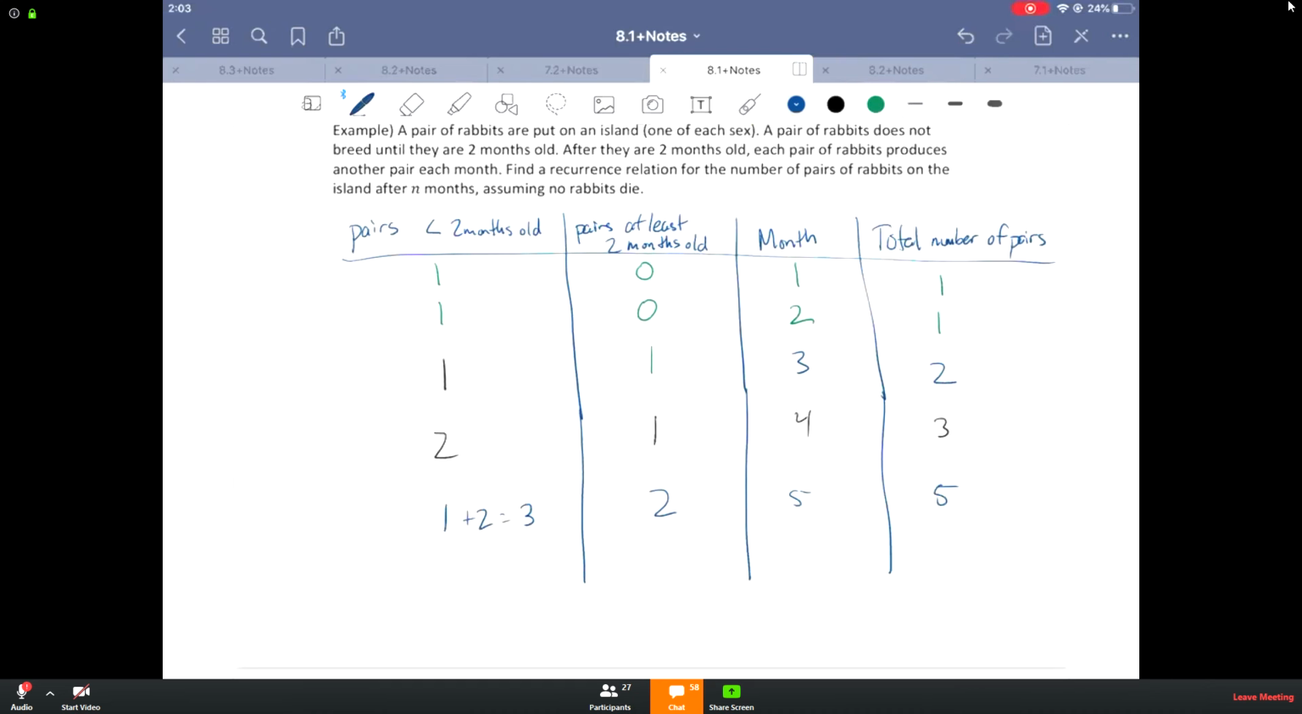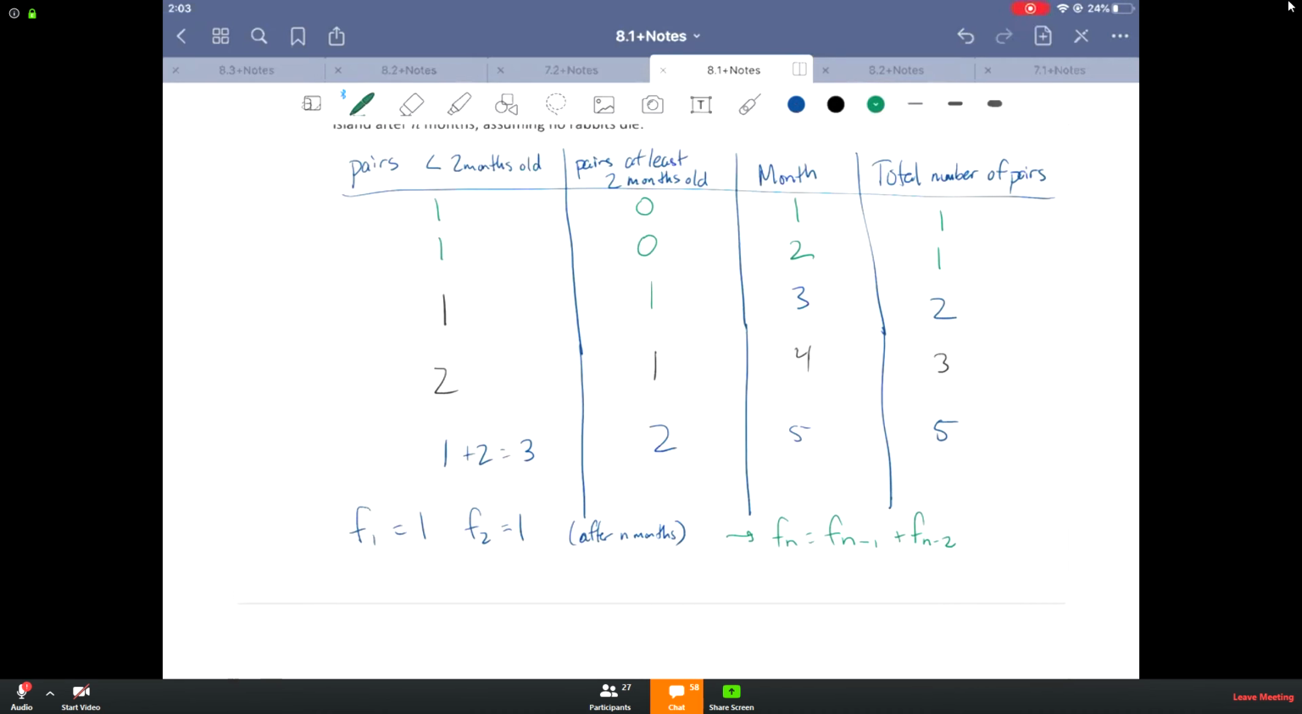All right, so the way this would look is, if we just label with Fibonacci, well, f of 1 is 1, f of 2 is still 1, right? This is after n months. So we know that it's going to be the previous one plus the one before that one. All right, so that's a cool application of Fibonacci that comes up. Fibonacci comes up in a lot of places. Any questions on that one?